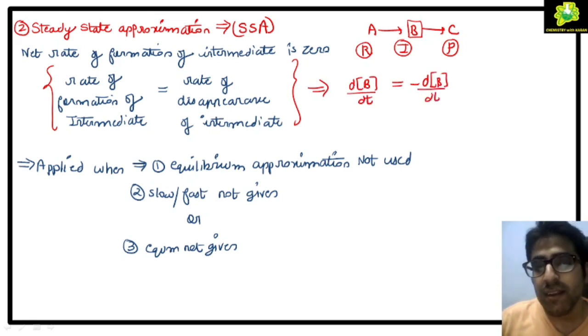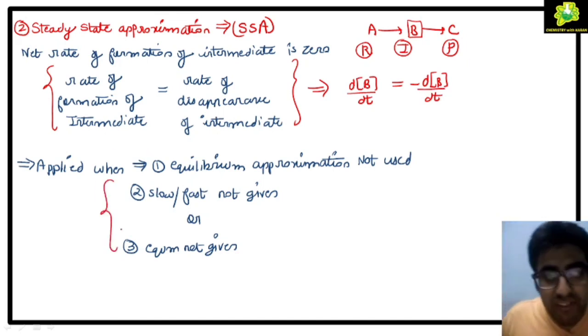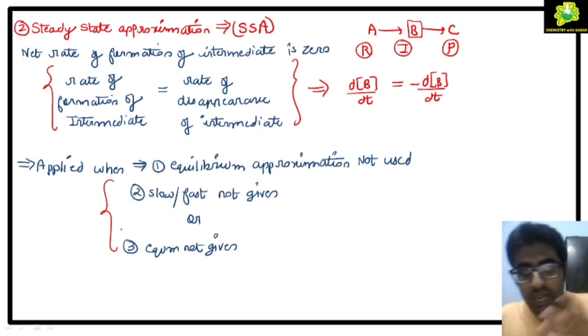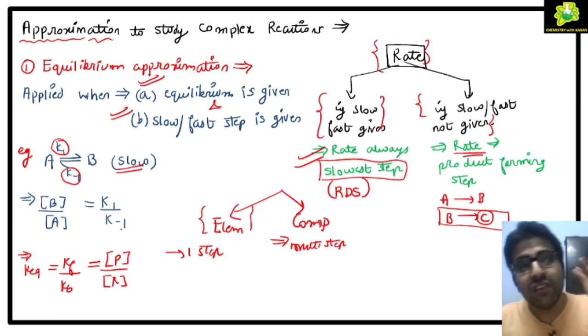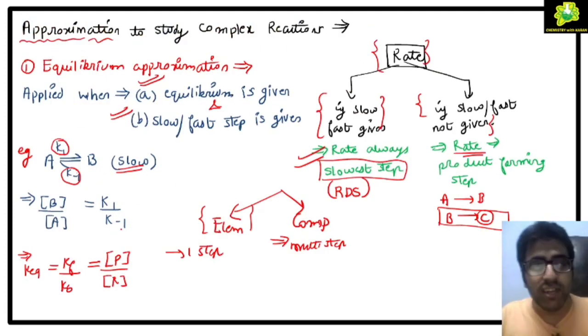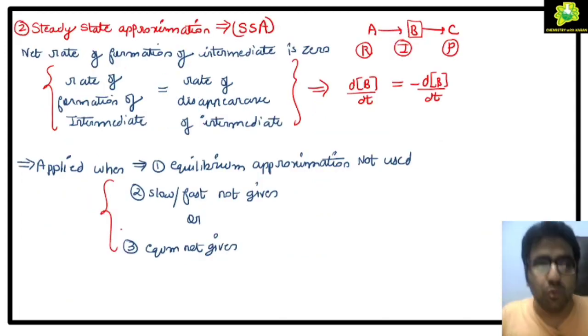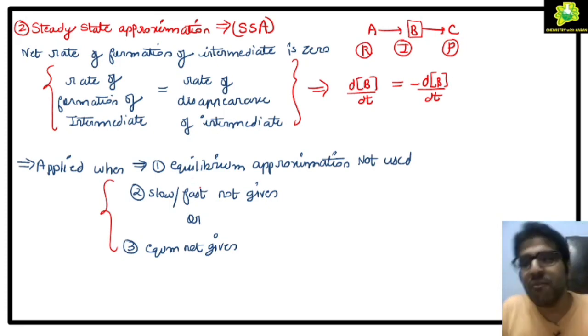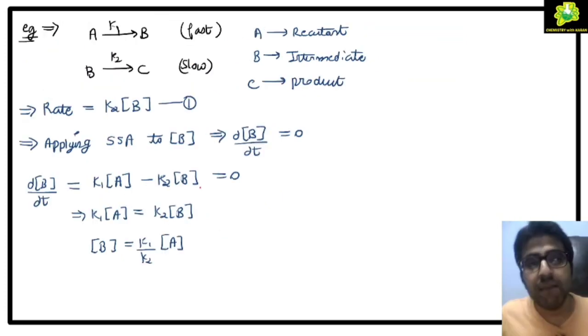That is, rate of formation, that is dB by dt, is equal to rate of disappearance, that is minus dB by dt. Clear? And when it is to be applied: it is applied when slow or fast is not given, or equilibrium is not given. Basically, the conditions for equilibrium approximation should be nullified, then only you can apply it. Either equilibrium not given or slow fast not given. If any one of these conditions is satisfied, then you can use SSA. Let's move to the example.